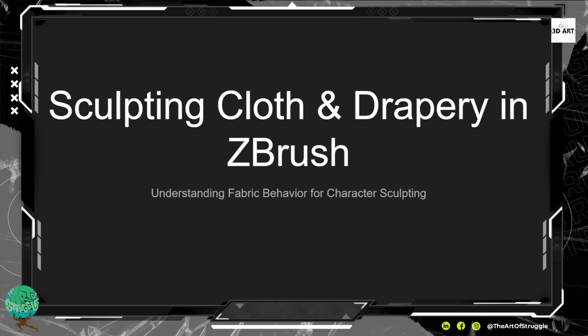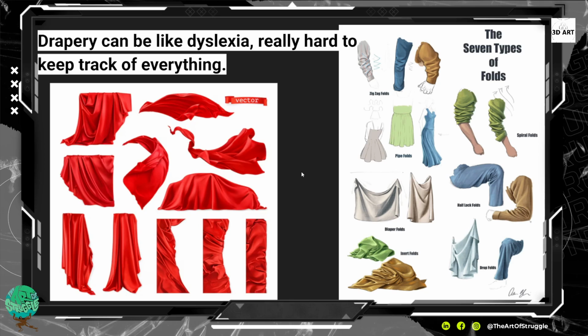All right, so when discussing sculpting cloth and drapery in ZBrush, it's important to understand how fabric behaves for character sculpting in general, right? The reason is, because the way I've seen it put, and I thought this was pretty interesting, a little apropos, drapery can be a little like dyslexia. Really hard to keep track of everything, right? Because it's going in here, starting here, coming out there, it's folding, there's tension points, right?